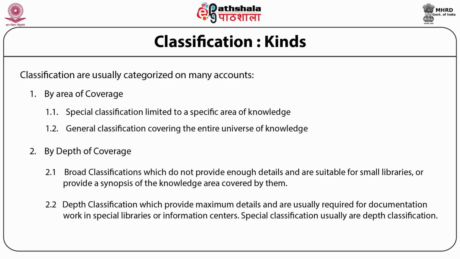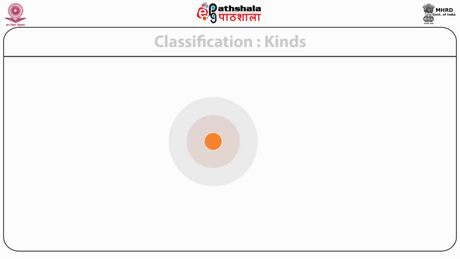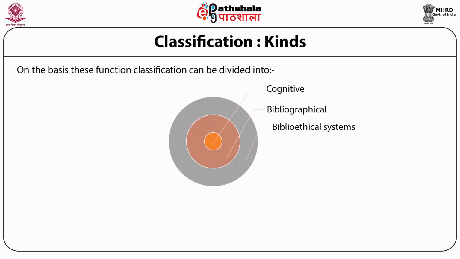The third category of classification division can be by their function. What function do they perform in the libraries? On the basis of these functions, a library classification can be divided into three species or three categories: cognitive classifications, bibliographic classifications, bibliothecal classification, or library classifications.